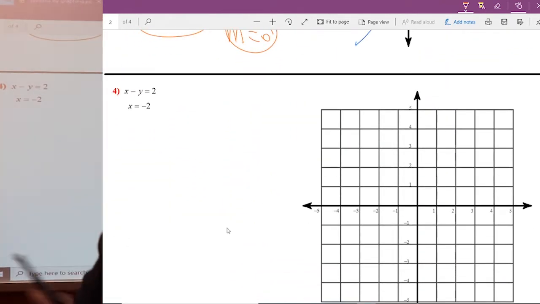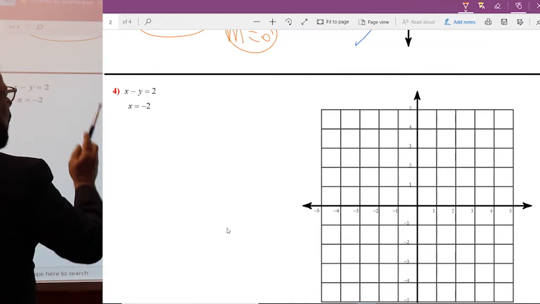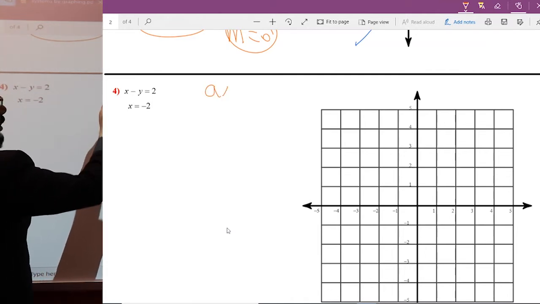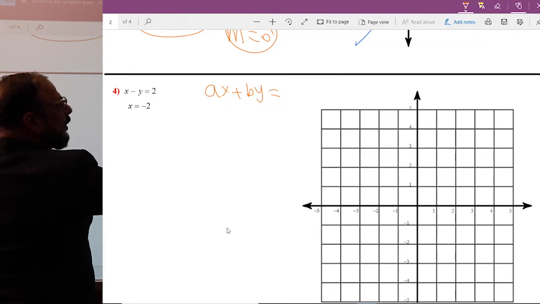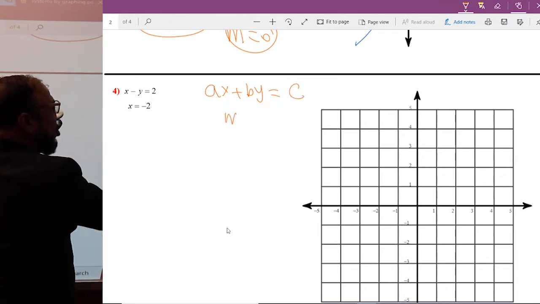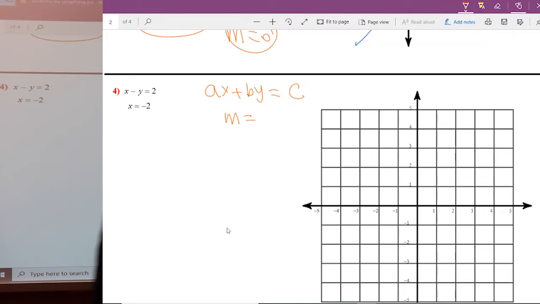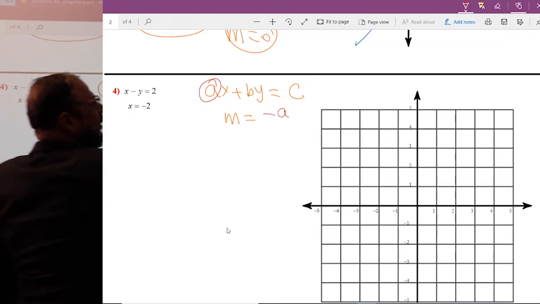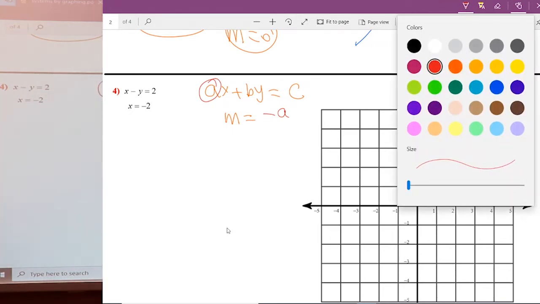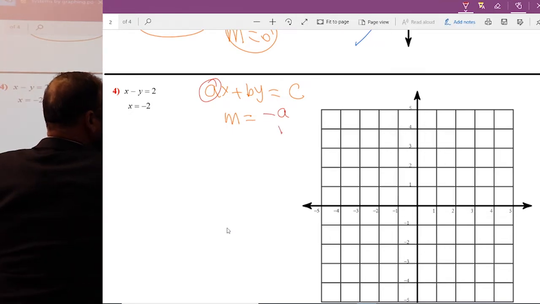Now we have x. I'm going to show you something. Ax plus by equals c, the standard form. My slope in this form, you see the a here? The slope is negative a over b.